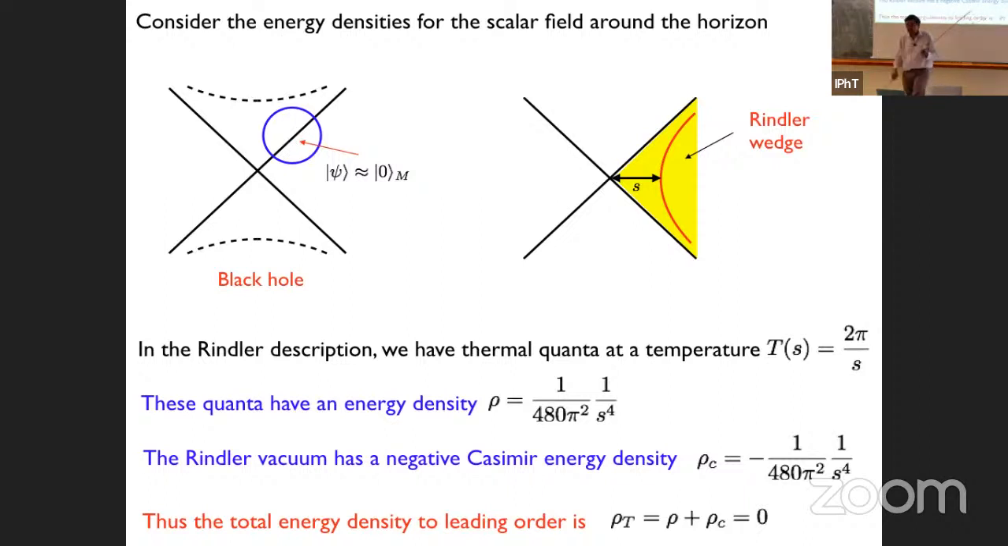So what Candelas did was compute the energy density of the Boulware vacuum, and he showed it diverges towards minus infinity as you go close to the horizon. He wrote the exact answer in four dimensions, but we only want the part close to the horizon, and close to the horizon it's just 1 over the distance to the 4. That's going to be crucial for us.